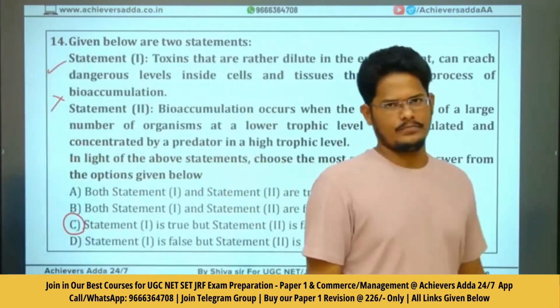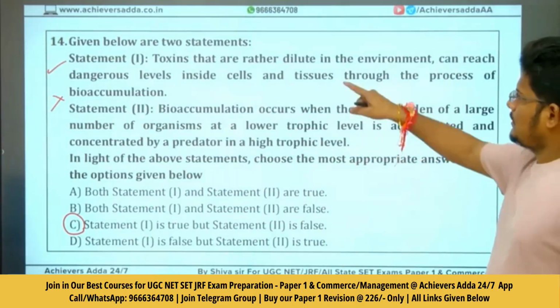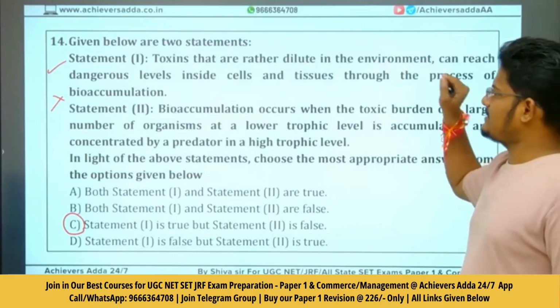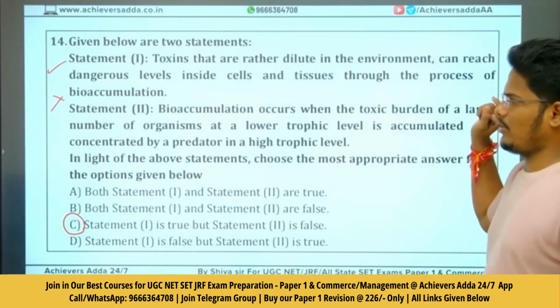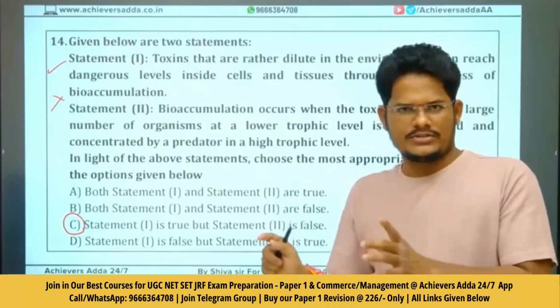Toxins are toxicity, generally adverse and negative. Even if they are dilute in the environment, they can reach a dangerous level inside the cells and tissues through the process of bioaccumulation. Bioaccumulation is a process of the food chain.